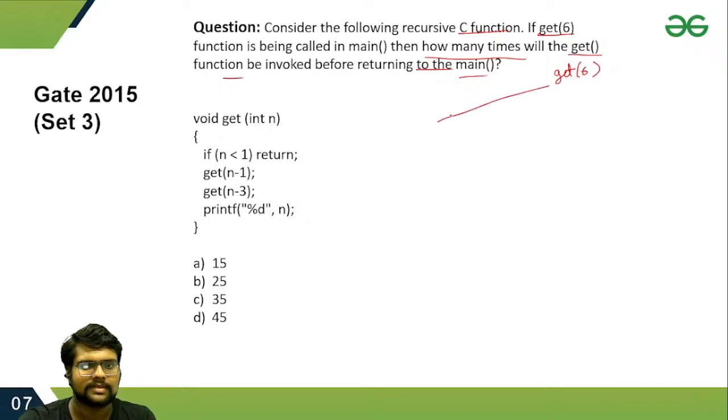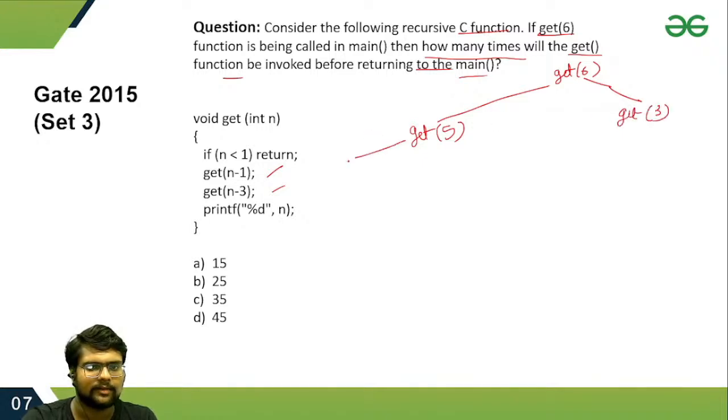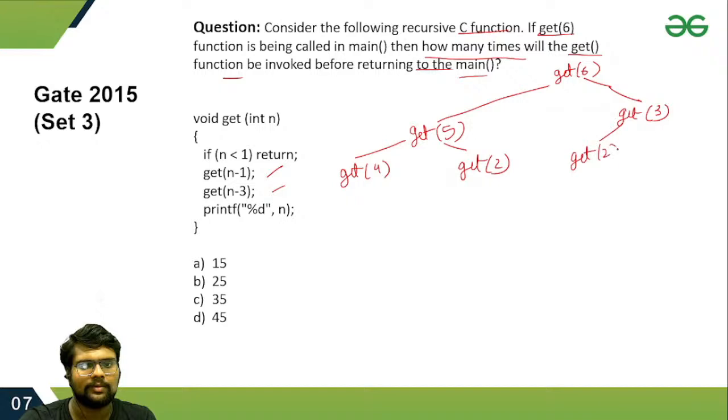So when get of 6 is called, get of 5 will be called because we are calling n minus 1, then n minus 3. So it will be get of 3. Then we are calling get of 5. So it will be get of 4 and get of 2 because 5 minus 3 will be 2. Okay. Then here it will be get of 2, and here it will be get of 0 because 3 minus 3 is 0.